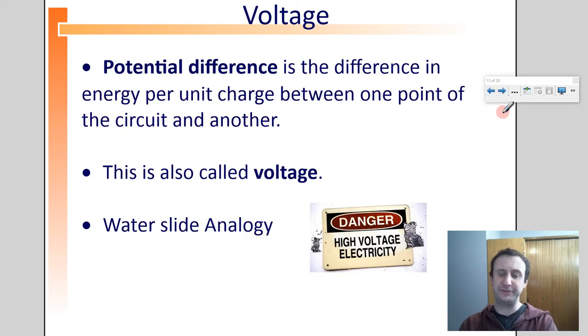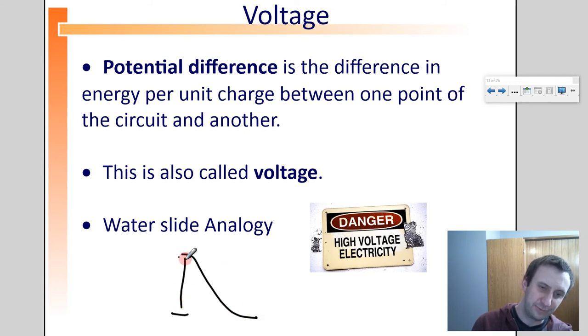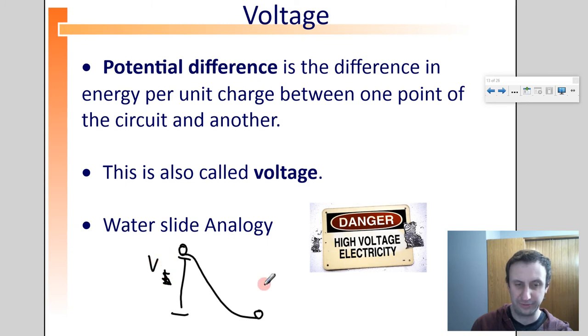So potential difference is the difference in energy per unit charge between one point of the circuit and another. It's also called voltage. I have here a water slide analogy. The idea is this: if we were to take a look at a slide where we have the top and the bottom, the height from the top to the bottom is kind of like the voltage. It's how much the electrons want to get from here down to here. So it's like a potential energy. So the higher up the water slide beginning, the more voltage we have compared to the end.